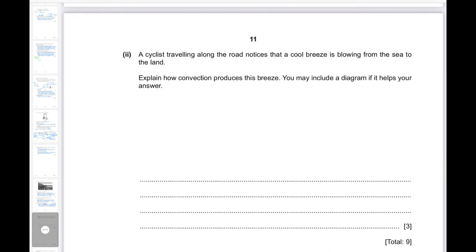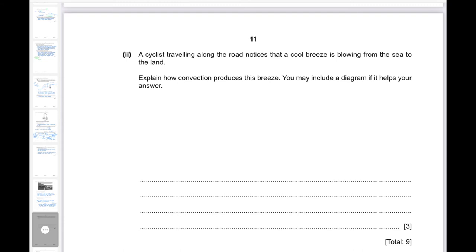Two, a cyclist traveling along the road notices that a cool breeze is blowing from the sea to the land. Explain how convection produces this breeze. You may include a diagram if it helps your answer. Convection is a method of energy transfer in fluids by convection currents. As fluids heat up, they'll rise up because their density decreases, and cooler fluids would sink down due to their higher density. And that's how convection current works.